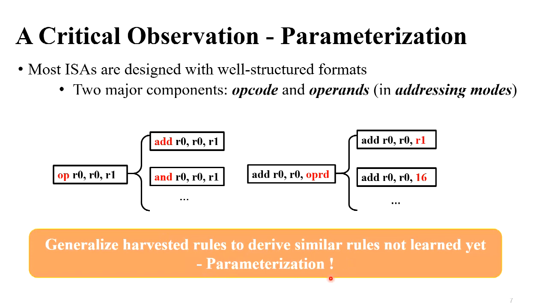That is, we parameterize the opcode and operand components in the translation rules we have learned, so we can extend them to rules we have not learned yet but are similar. In this way, we can expand a small set of learned rules to a large set of translation rules, even if they are not learned yet. This can also drastically cut down the training set size needed to produce a comprehensive set of translation rules.